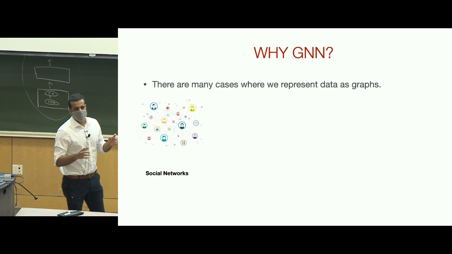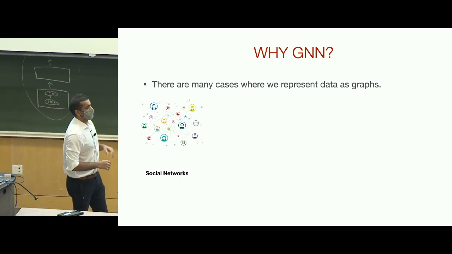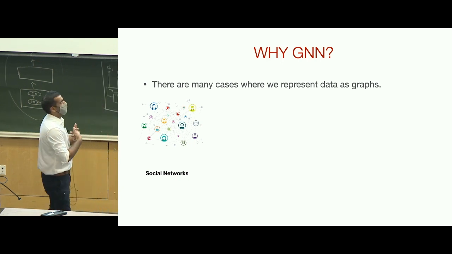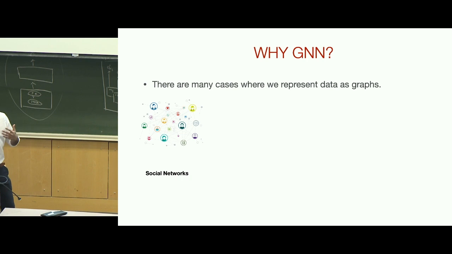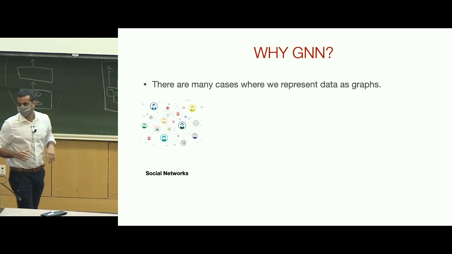And the simplest answer to it is, there are a lot of scenarios where we represent data as graphs. And if we use a feed-forward network or a CNN or an LSTM, it would be a suboptimal way to model that kind of data. And that's why it's better to just use graph neural networks, which are made for a graphical representation of data.